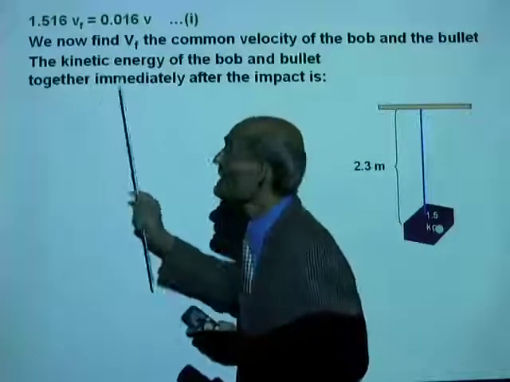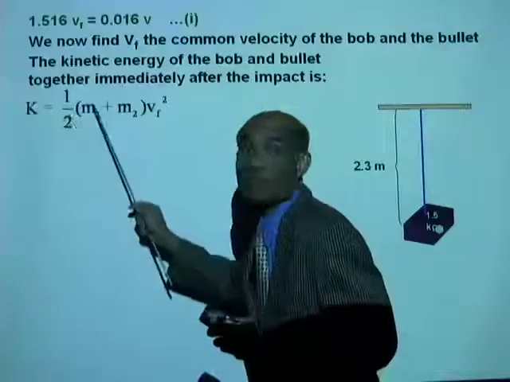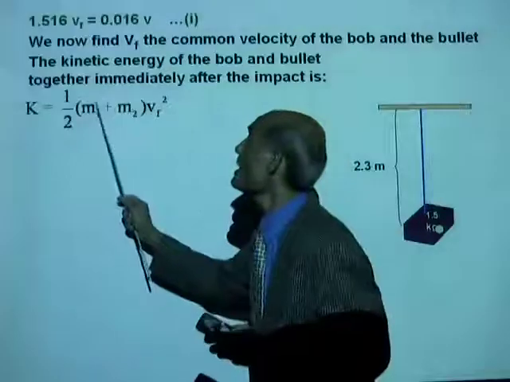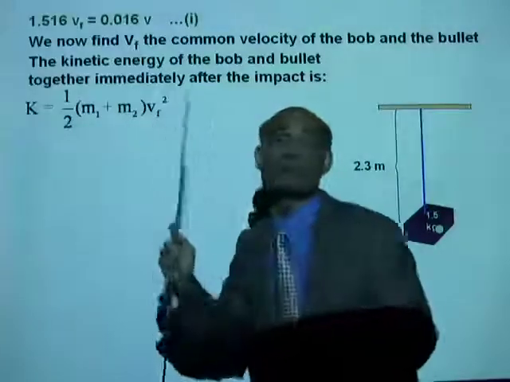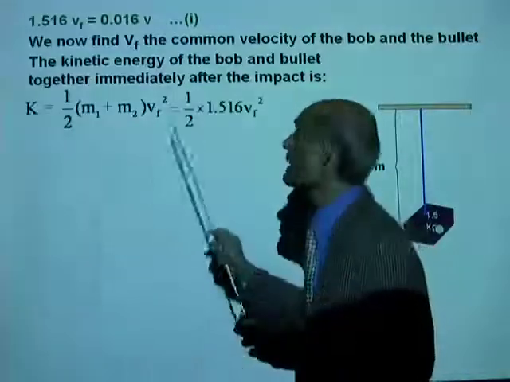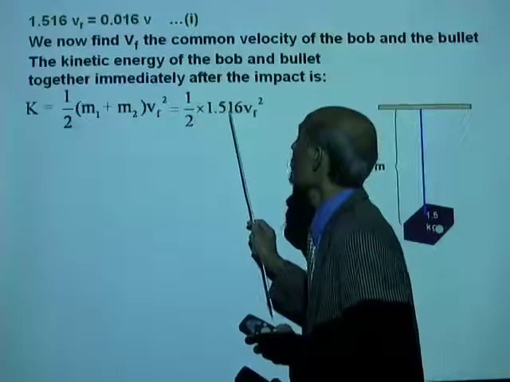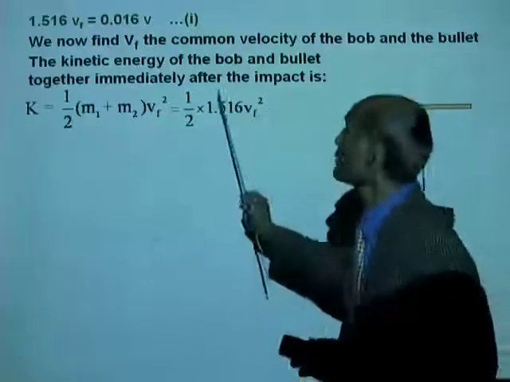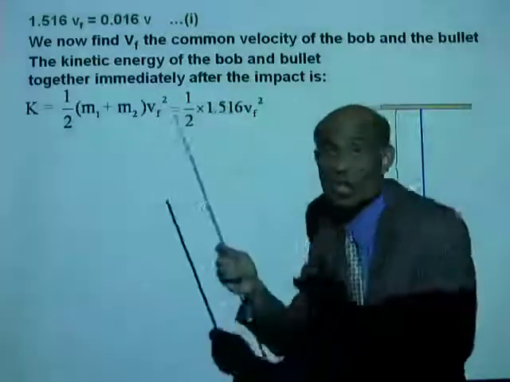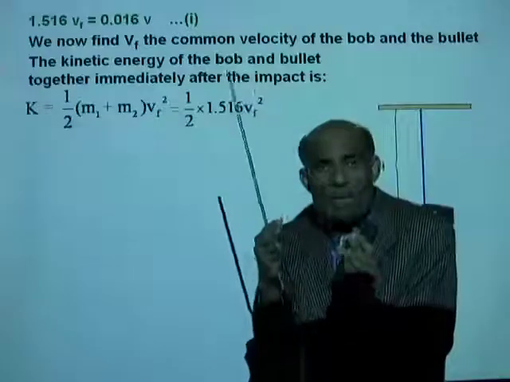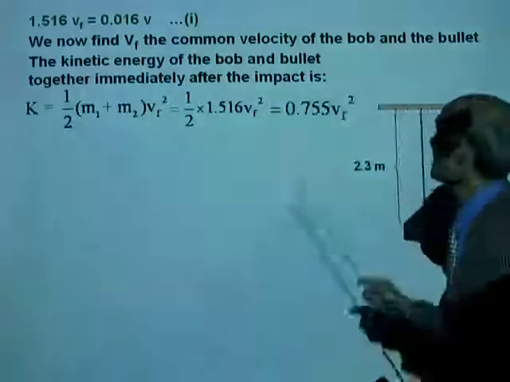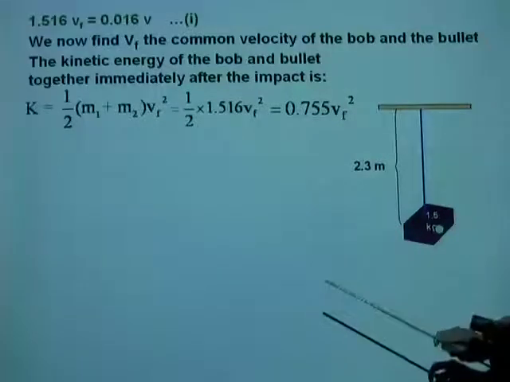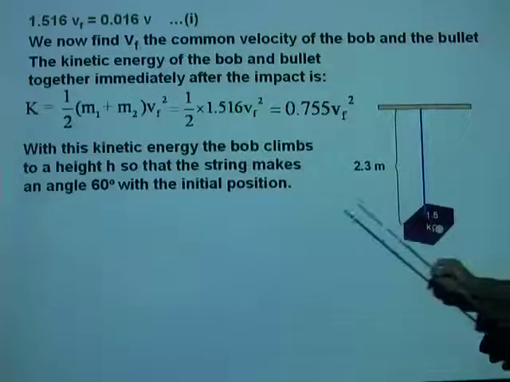Therefore, its kinetic energy will be 1/2 (m1 plus m2) Vf squared. And we know m1 plus m2, we don't know Vf. And that will be 1/2 times 1.516 Vf squared. This is the kinetic energy of the system immediately after impact. And that is 0.755 Vf squared.